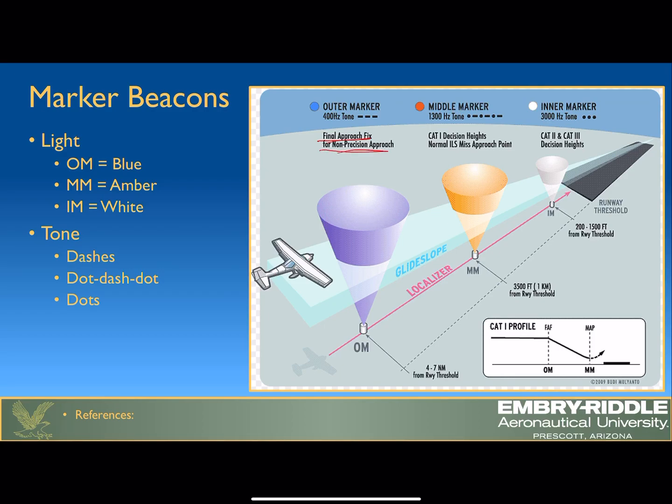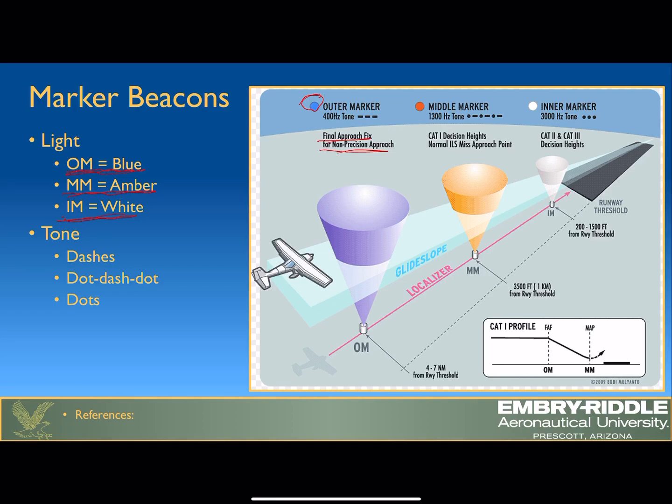So for example, when I hit my outer marker, my final approach fix for non-precision approaches, in my cockpit, I should see a blue light. So I should see this blue light come on. So I know that I've hit that outer marker. If I hit the middle marker, I should see an amber light. And if I hit the inner marker, I should see a white light.